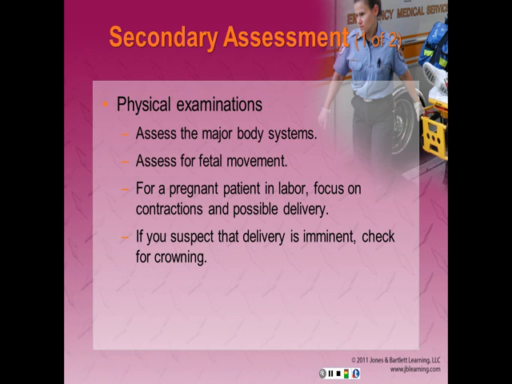A complete assessment of the major body systems should also be performed with emphasis on the patient's chief complaint. You should assess for fetal movement by asking the patient whether she can feel the baby moving. And for a pregnant patient who is in labor, your physical exam should be focused on contractions and delivery. If at any point you suspect that delivery is imminent, you should check for crowning. If you do not suspect an imminent delivery and the patient has other complaints unrelated to delivery, you should not visually inspect the vaginal area.